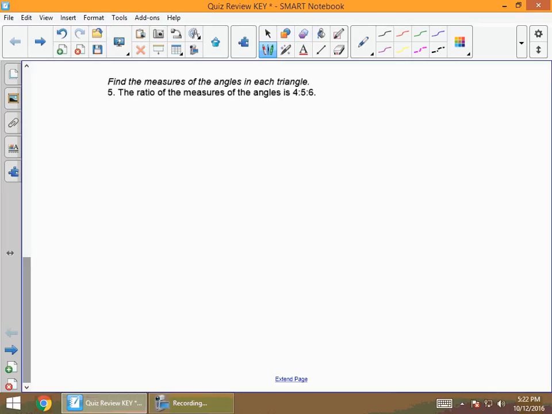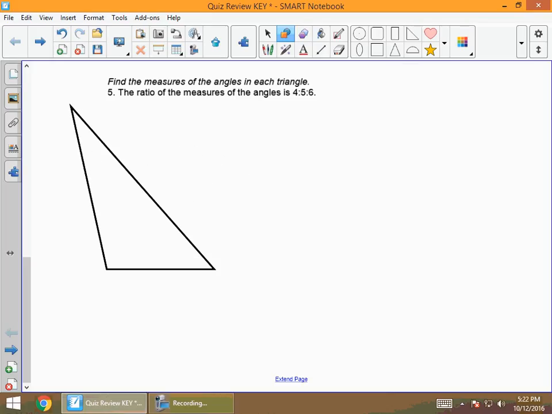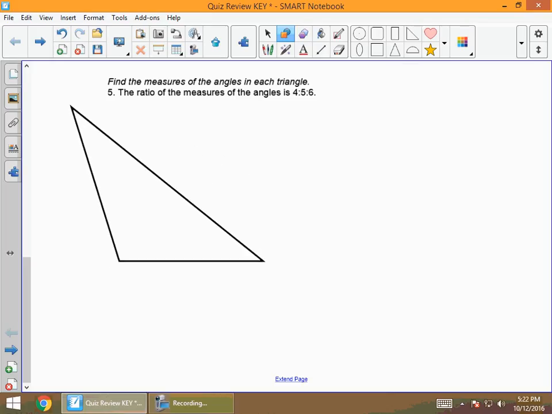All right, and the last one for the front of this page, number 5, says the ratio of the measures of the angles of a triangle are 4, 5, 6. So let me put a picture of a triangle up here. There we go. And it says the ratio of the angles. Now I don't know how many degrees they are, but I do know that they come in this ratio.